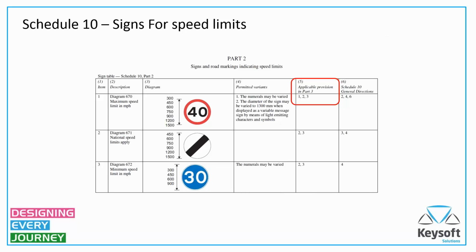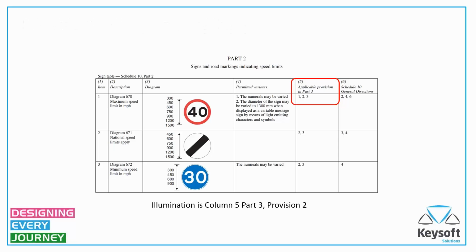Okay, so signs for speed limits. I did mention the one thing just to repeat here. We've got the different heights for those roundels on there and the applicable provision here, 1, 2, and 3. Illumination is column 5, as you can see highlighted, part 3, and provision 2. So again, a different number again. Just really wanting to highlight that the illumination requirements, which are relaxed, does mean that you have to be pretty careful to check whether it's required or not, and they have different provision numbers there.